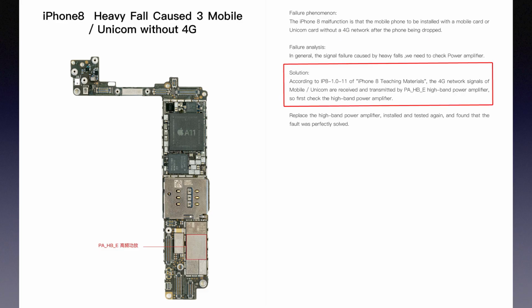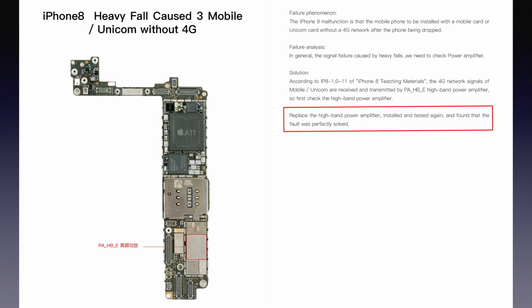Solution is, according to iPhone 8 1.0 version page 11 of the iPhone 8 teaching materials, the 4G network signals of mobile or Unicom are received and transmitted by the PA-HBE high-band power amplifier. So first check the high-band power amplifier. Replace the high-band power amplifier, install it and test it again, and found that the fault was perfectly solved.